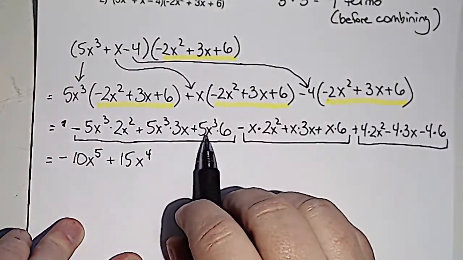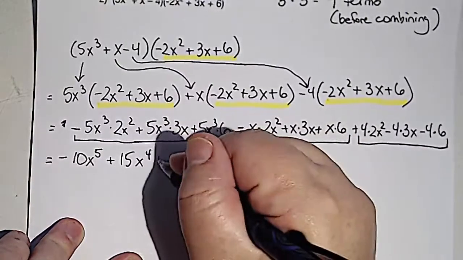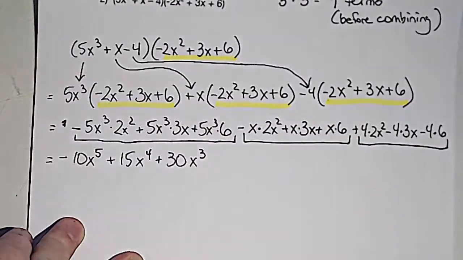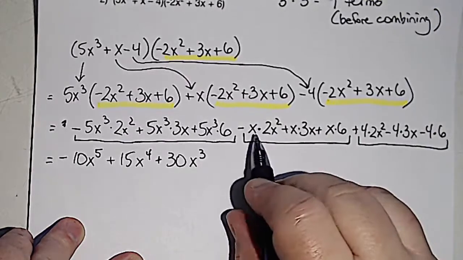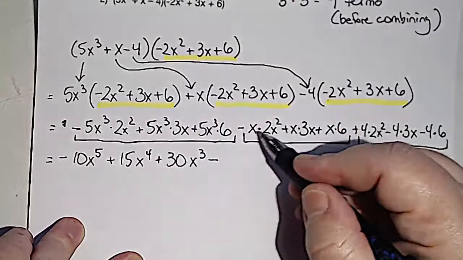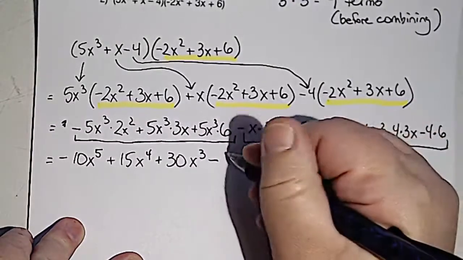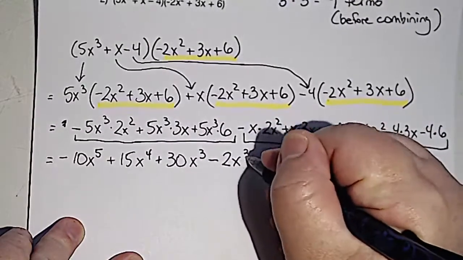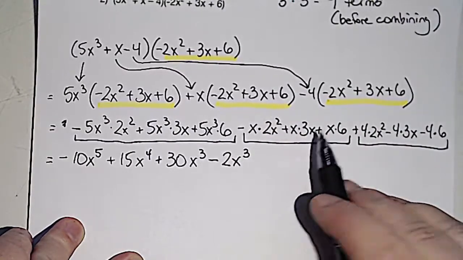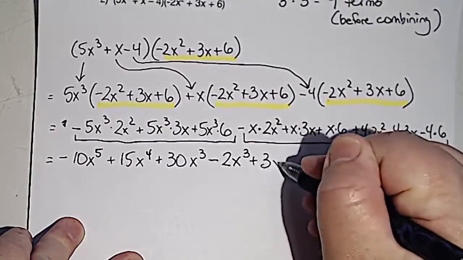And then here, 5x cubed times 6 plus 30x cubed. So far, so good. Those are the first three terms. Now I'm going here. There's a minus sign. X times 2x squared, that would be 2. And then there are 3 x's now, so 2x cubed. X times 3x, 3x squared.